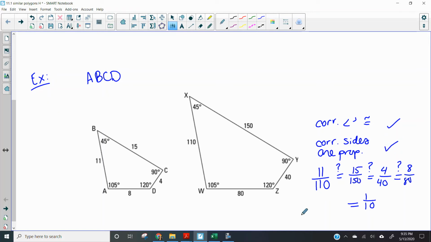So we're going to put a check mark here. Yes, the corresponding sides are proportional. So now we can say that these polygons are similar. So look how I named this here, A, B, C, D.